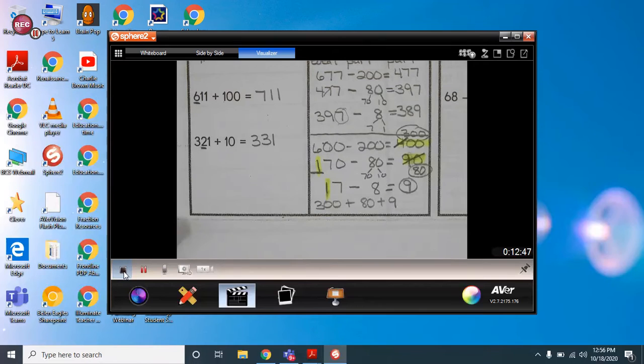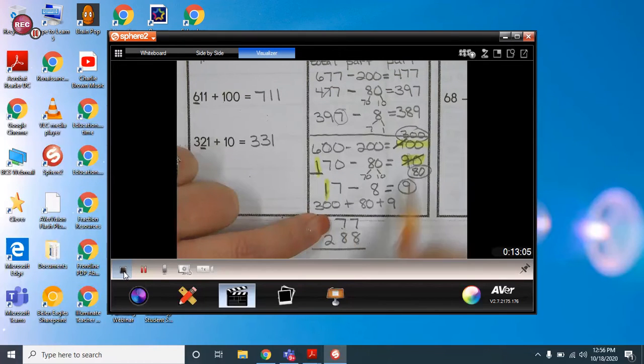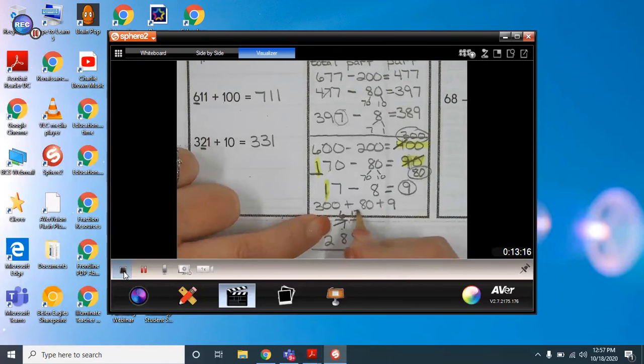Now I just want to talk about this as an algorithm. When we line up our place values, it's the same idea. We know we could not subtract here, so we borrowed a 10. We're borrowing it from our 70, which is possible as long as we have enough to borrow and subtract. That leaves us with 60. We regroup that 10 into the ones place. Now we have 17, and now we can subtract. 17 minus 8 is 9. I can double check and make sure 9 plus 8 is 17.